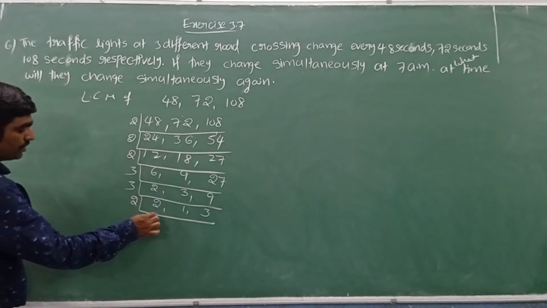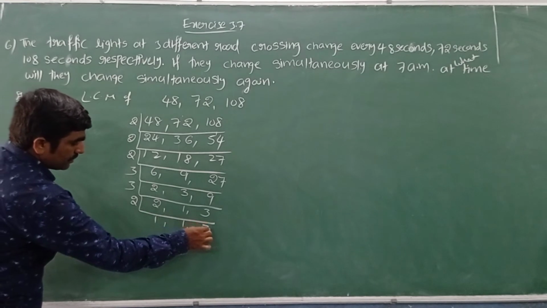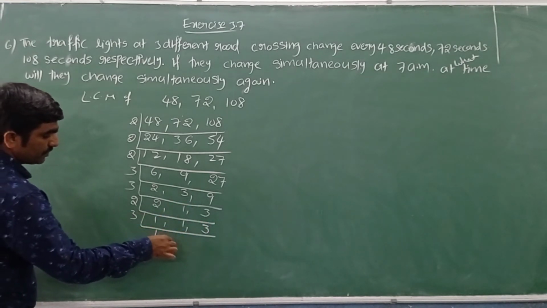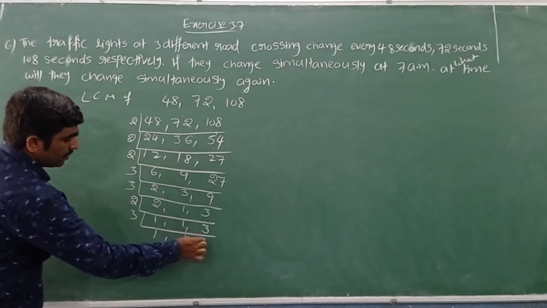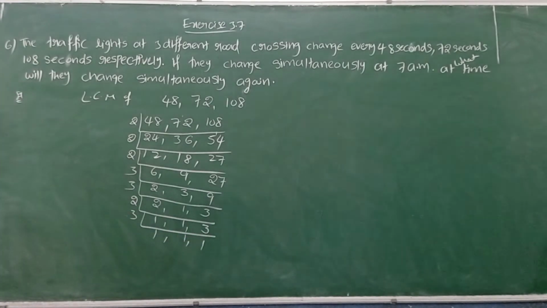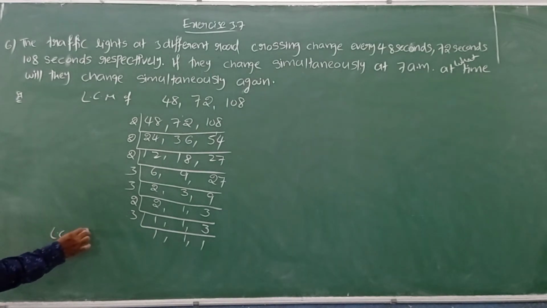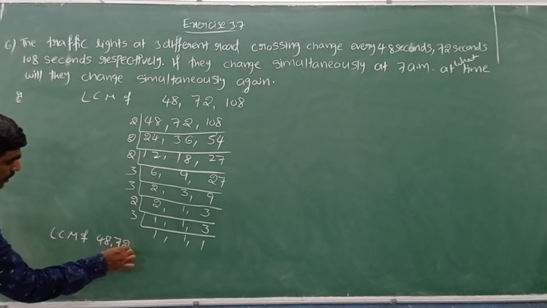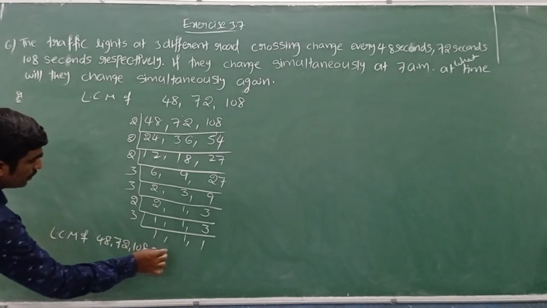Let me take the 2 table. 2 1s are 2, 1 as it is. In 3, the 2 table is not possible. Let me take the 3 table. 1 1 in the 3 table, 3 1s are 3. Now tell me, what is the LCM of these three numbers? Let me write here. LCM of 48, 72, 108 is equal to how much?